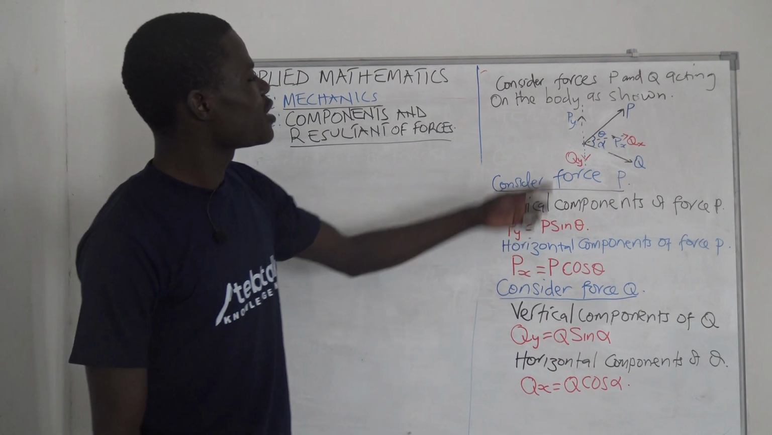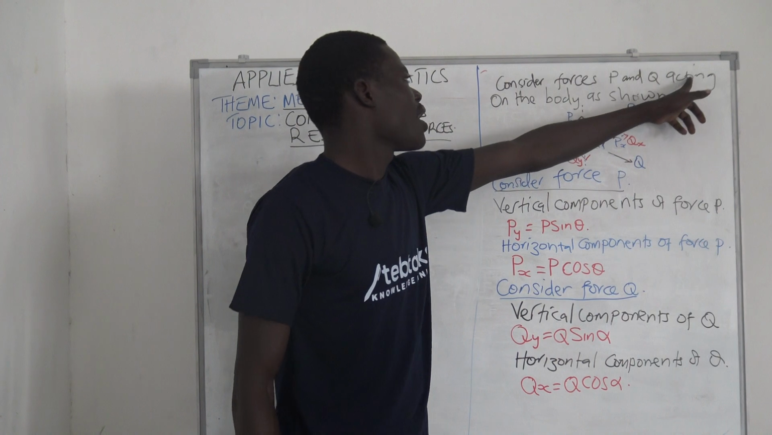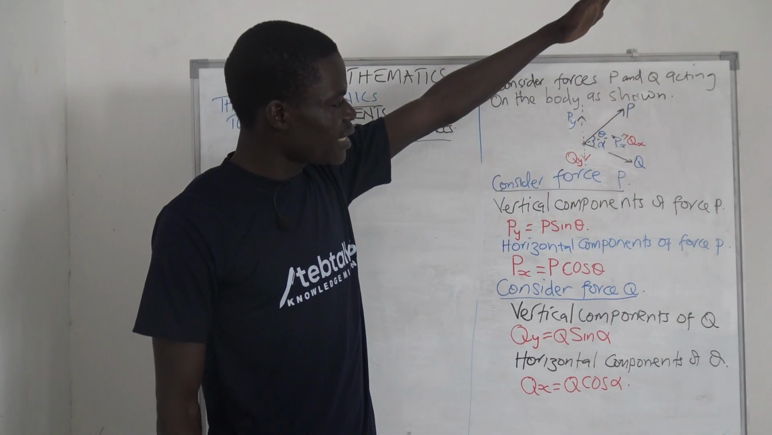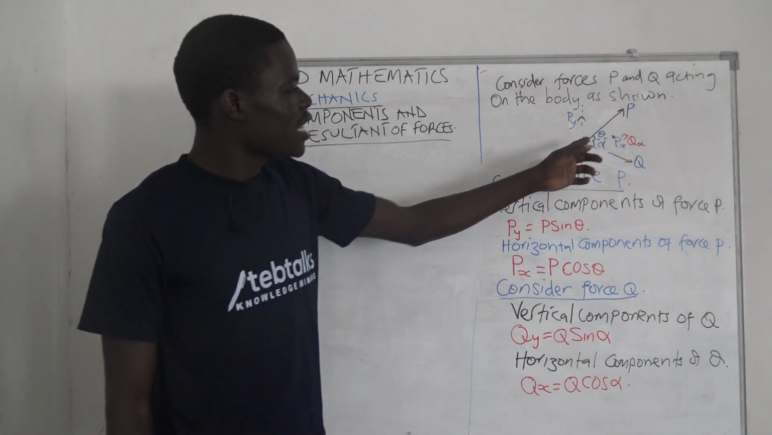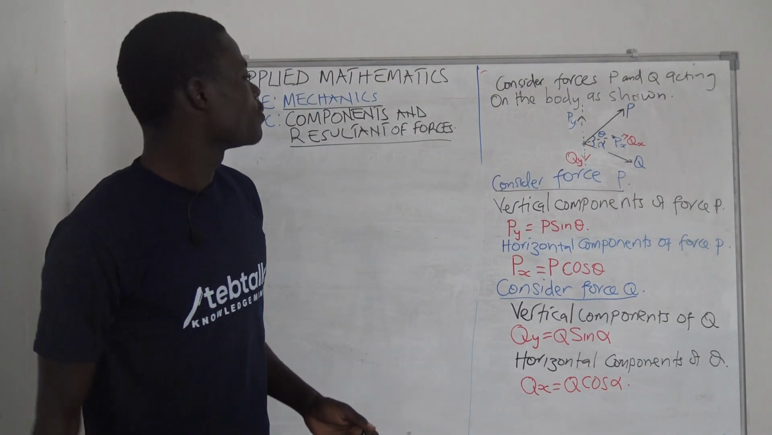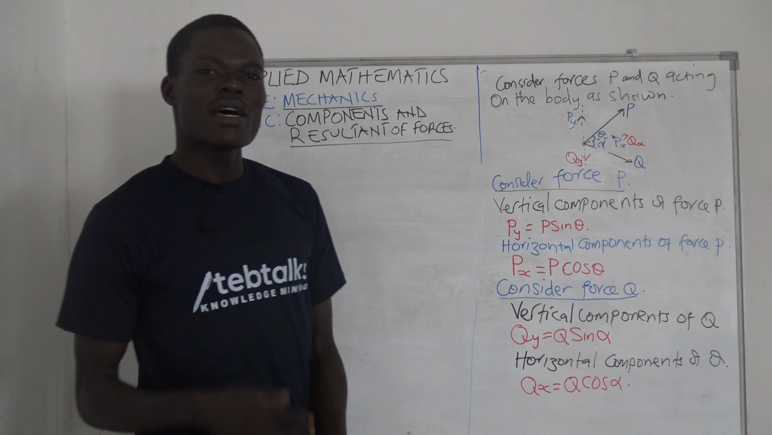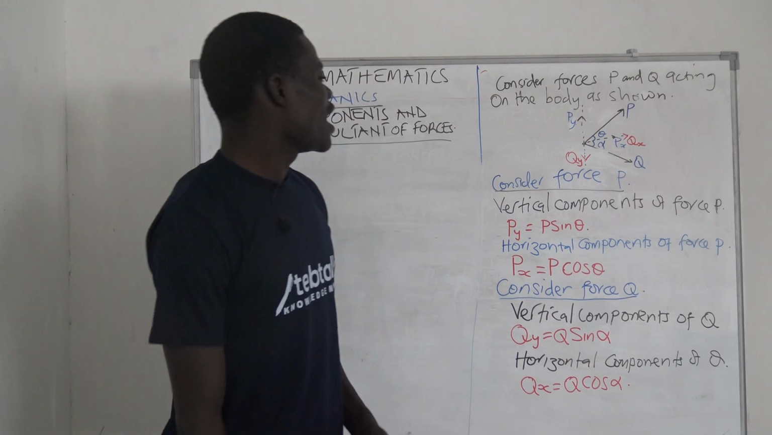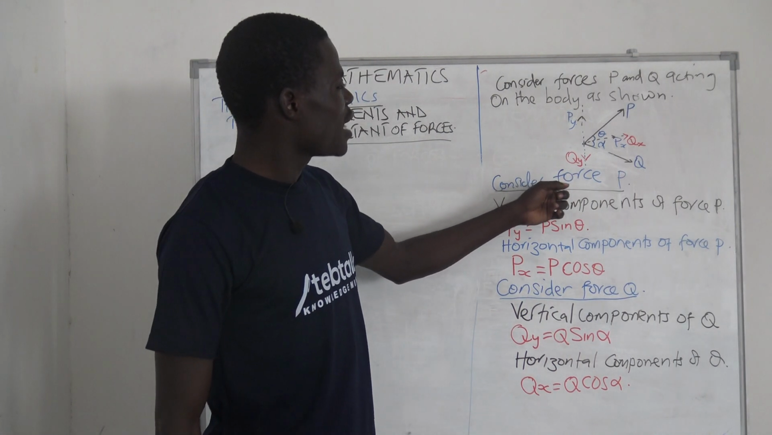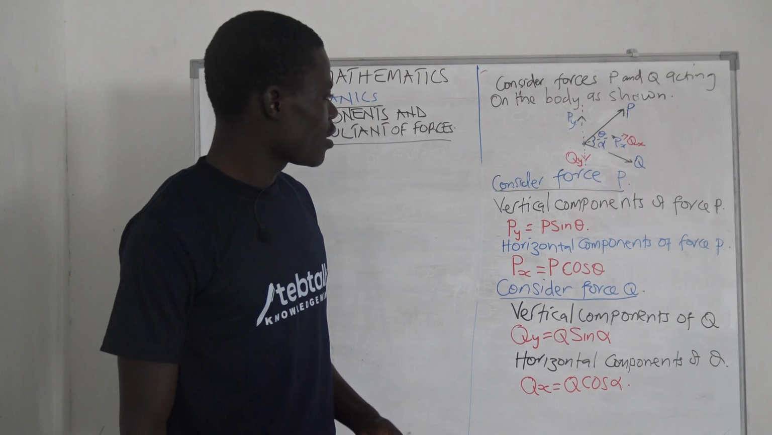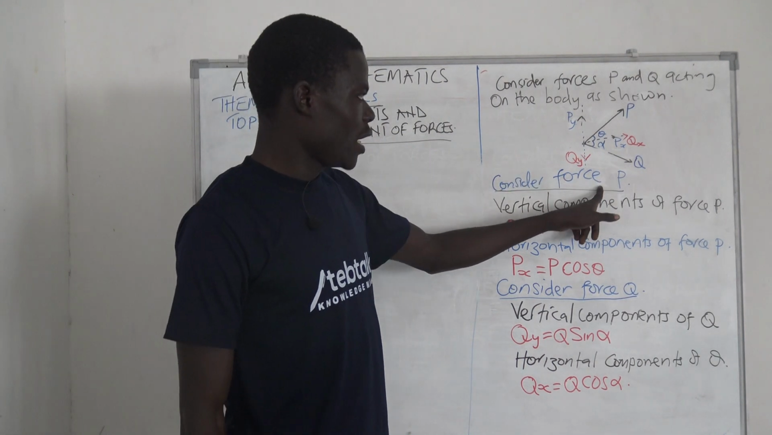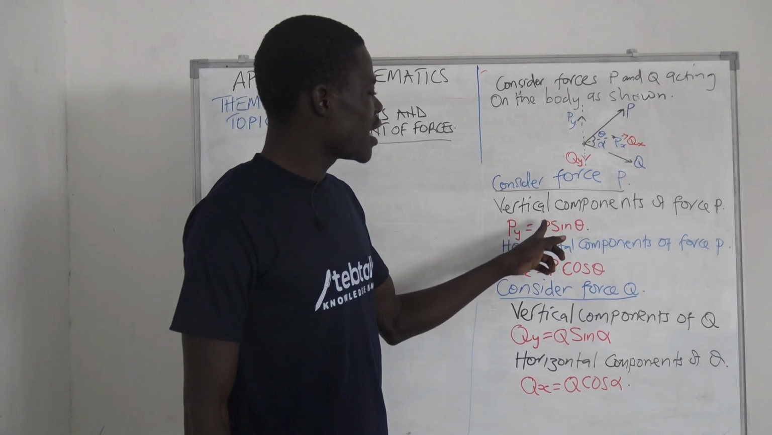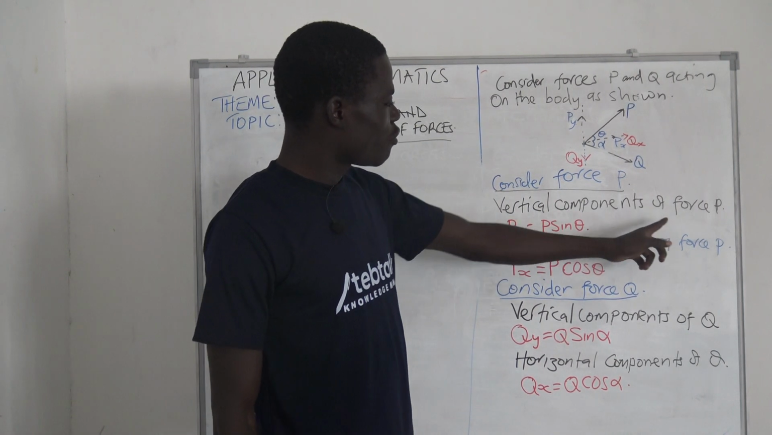We considered two forces P and Q acting on the body as shown, where P was acting at an angle star and Q was acting at an angle alpha. We said when you are resolving those forces, you consider one force at a time. We first considered force P, and got its vertical and horizontal components.